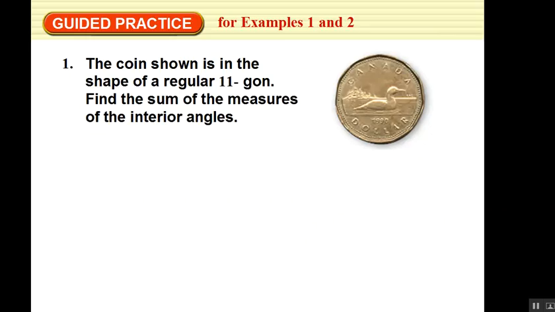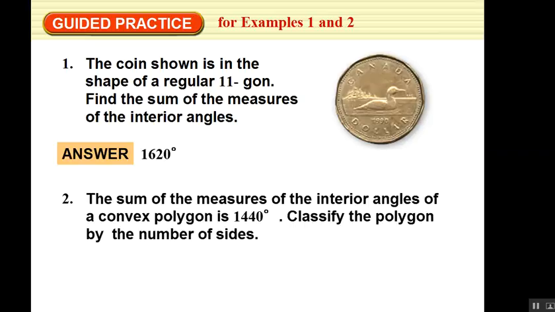Other examples, a real life example, an 11-gon. So this coin has 11 sides. We need to find the sum of the measures of the interior angles. So the formula says to do (n minus 2) times 180. So that's (11 minus 2) times 180. So the answer is 9 times 180, which is 1620 degrees.